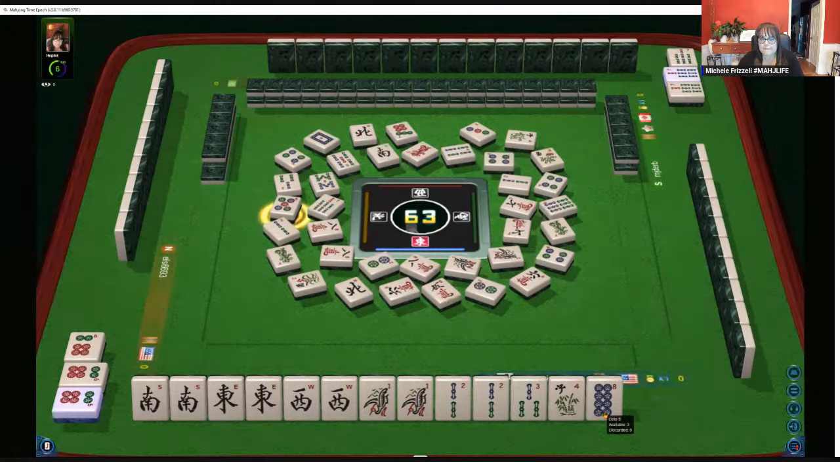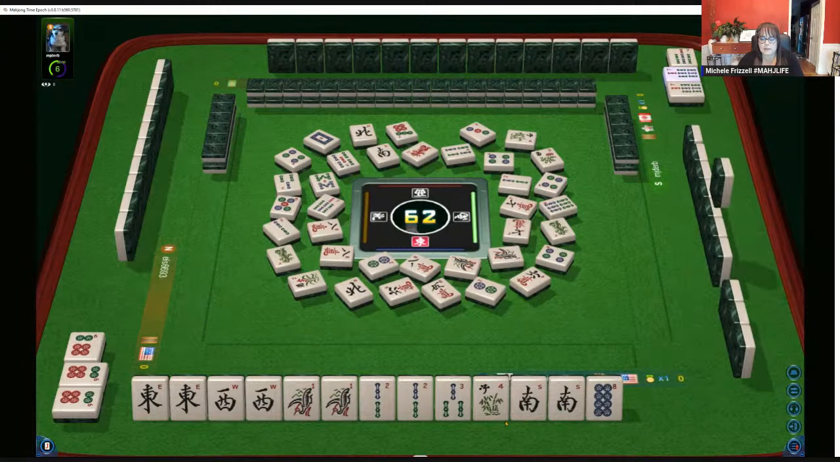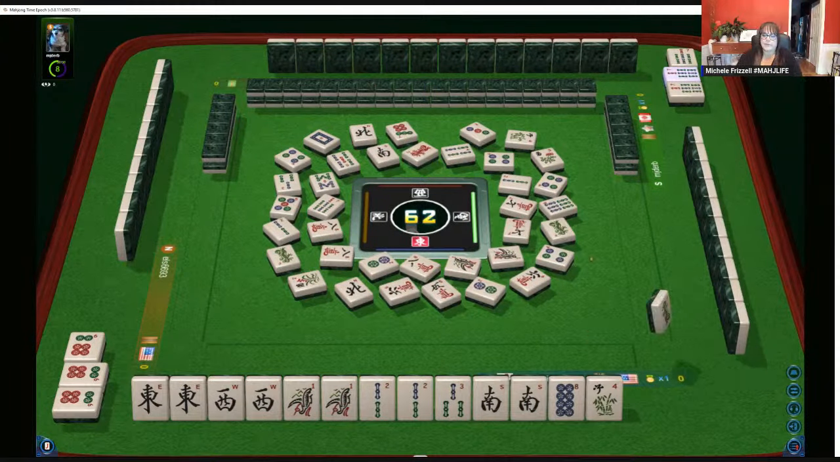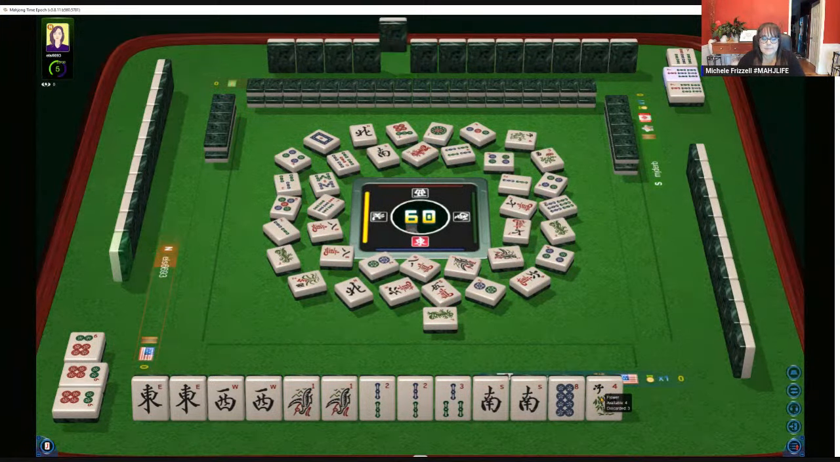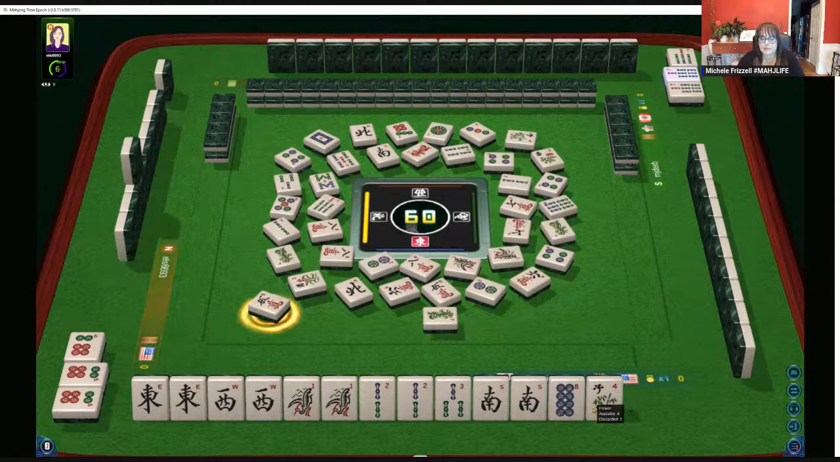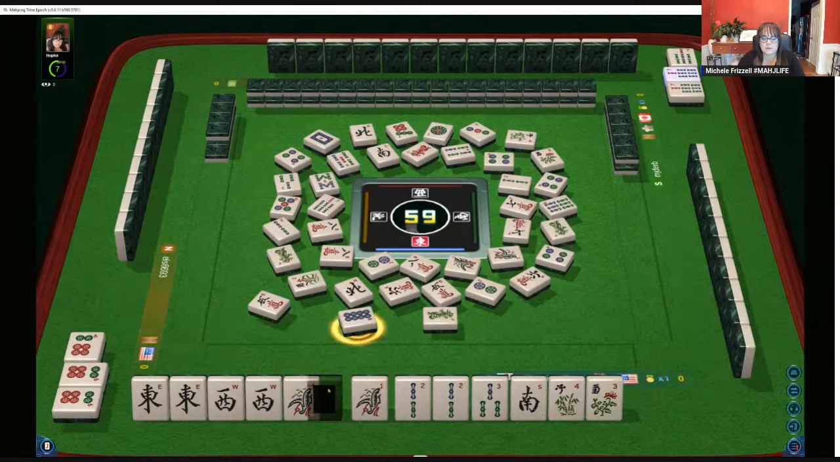Five dots. Okay, there's a hesitation on that five. I think we should stick with three, the run, and we should let this flower go. Green dragon. East and west with a run. We need to stick with it. One dot. Five characters. Oh my gosh, we got a flower. Eight dots. Oh, geez.